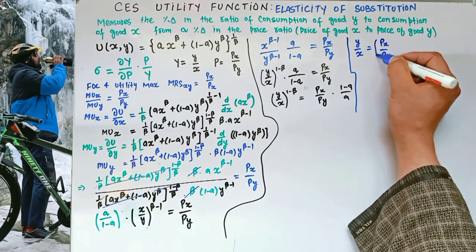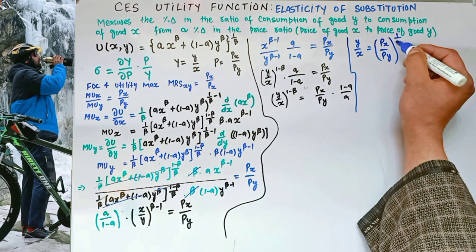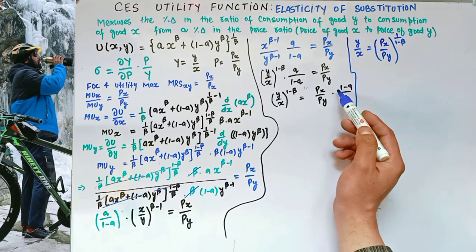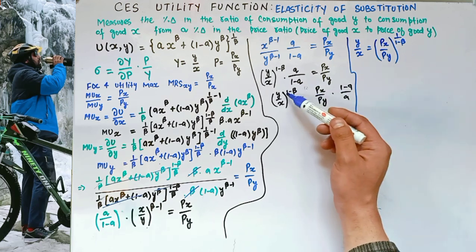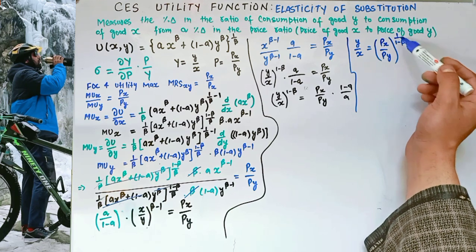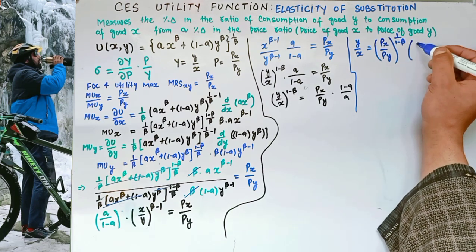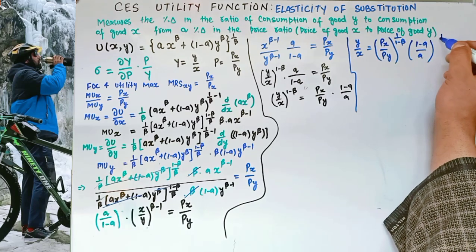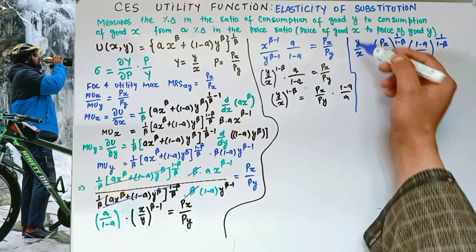Let us give this exponent to each of these terms. It will become 1 upon 1 minus beta. Simple thing: when I transpose an exponent, it gets reciprocated. If it is 1 minus beta, it will become 1 divided by 1 minus beta. It will also apply to this term, 1 minus a upon a raised to the power 1 upon 1 minus beta. So we got this ratio here.